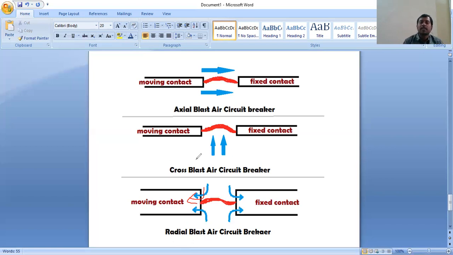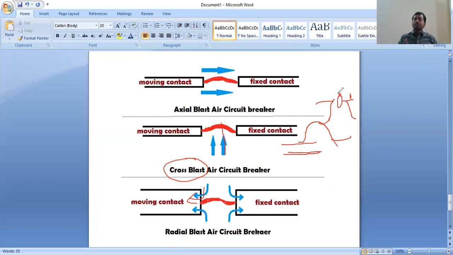So this is nothing but a cross blast. Cross blast is exactly in this direction. This is the starting of the arc. Whenever the air blast takes place between these two, the arc will be shifted like this, and after a certain duration, the arc will be like this. This is from the moving contact, and this is from the fixed contact. So there is a break in the arc during the air blast. These are the major comparisons between all three.